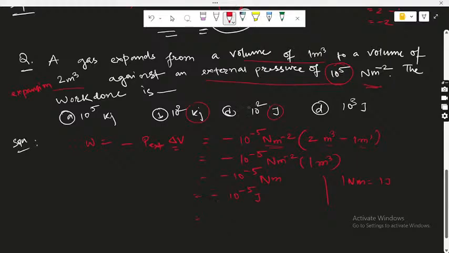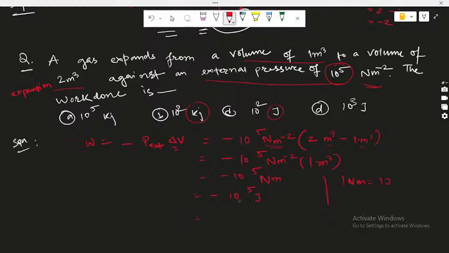Okay, I think I have made a mistake. It should not be minus the power of 10 here; it should be plus. I'm going to correct it. So this is the value of work done.